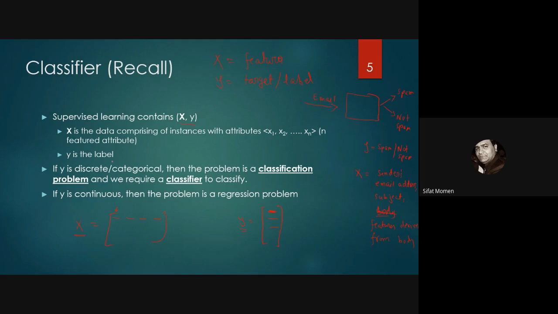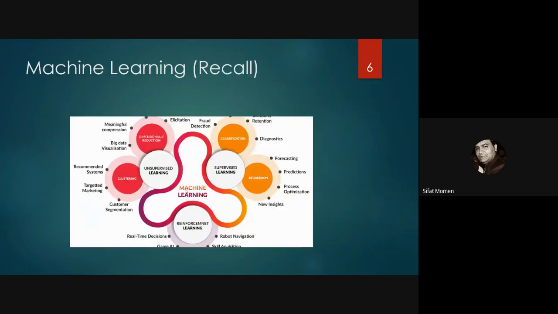Okay, for a classification problem, this y that we have, is it discrete or is it continuous? Discrete. It is discrete values, right? So if the value of y is a discrete or categorical value, then the problem that we have is called a classification problem. And in order to solve a classification problem, we require a classifier. Is that making sense? Yes, sir. So that's something that we already know from the previous class.